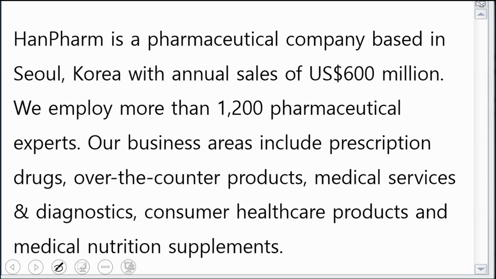Now, here we want to also give a little bit of background information about our company to impress upon Mr. John Smith that our company is a serious player in the business. We're not some small company that doesn't have a lot of capability. We're a large company. We can handle his business very easily and very well. So here we have a paragraph introducing our business. It starts off, Han Pharm is a pharmaceutical company based in Seoul, Korea, with annual sales of 600 million US dollars.